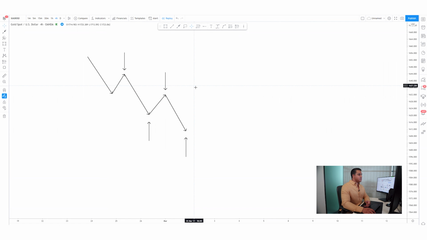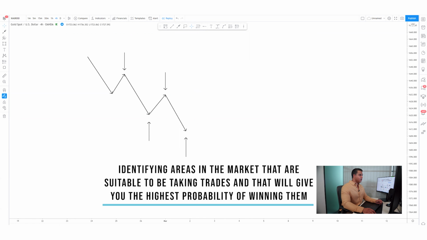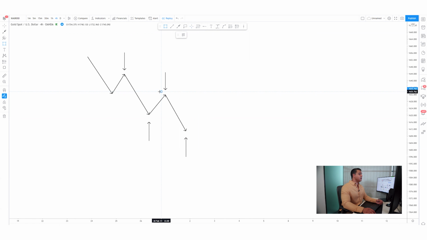Well, what we're going to be doing today is identifying areas in the market that are suitable to be taking trades and that will give you the highest probable opportunity of winning them. That area, especially in a downtrend, is classed as a lower high.